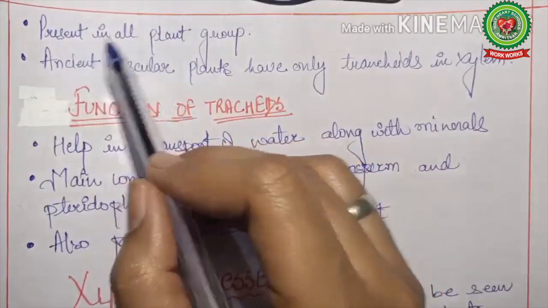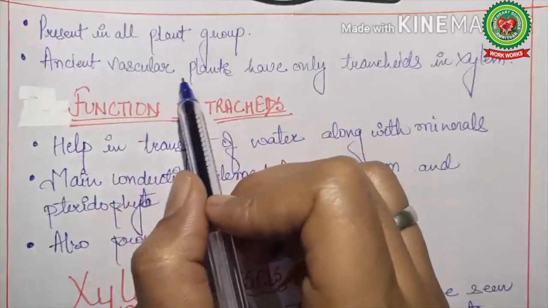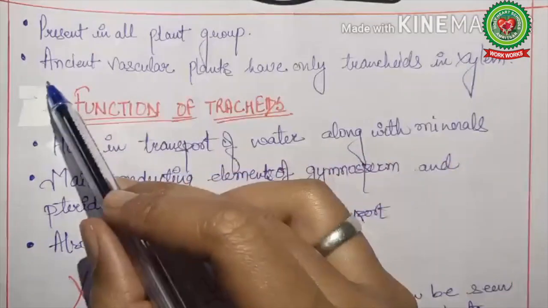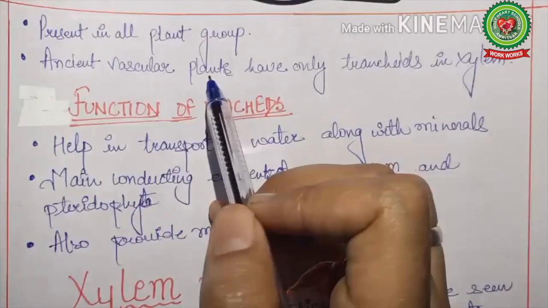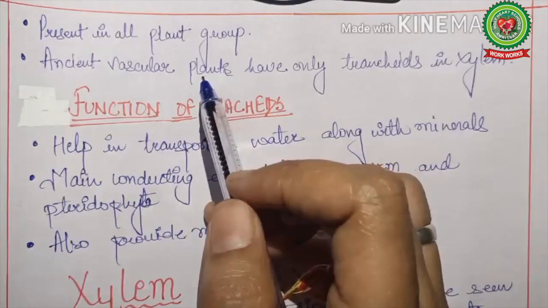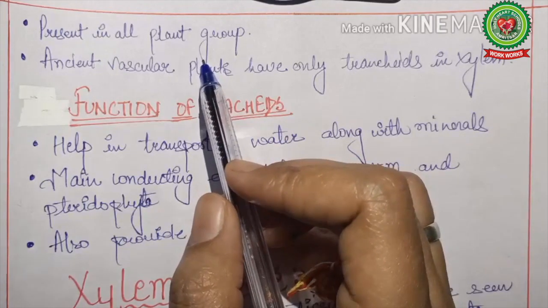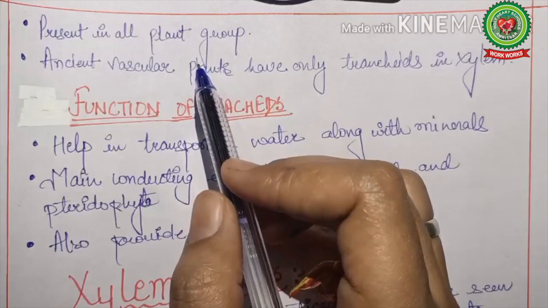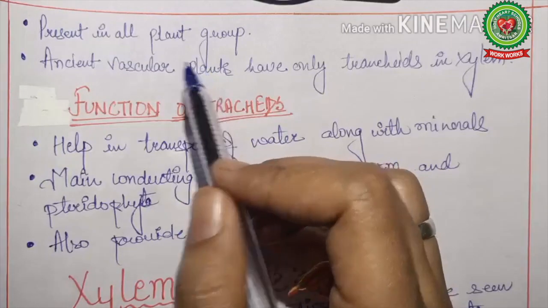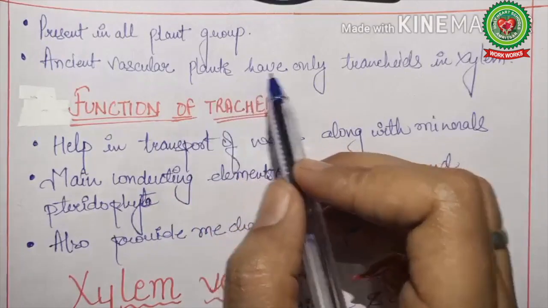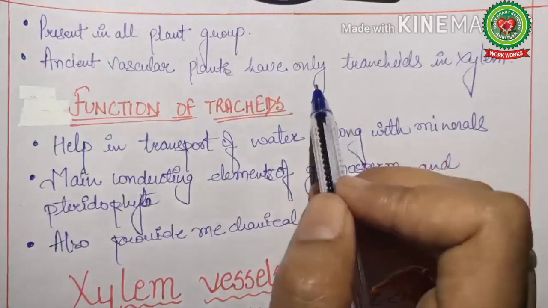So these are present in all plant groups. Ancient vascular plants have only tracheids and xylem. Here ancient vascular plant represents pteridophytes. Before that, in case of bryophytes and algae, vascular bundles were absent. Pteridophytes were the first to have vascular bundles, and they are called ancient vascular plants, which possess tracheids only in their xylem.